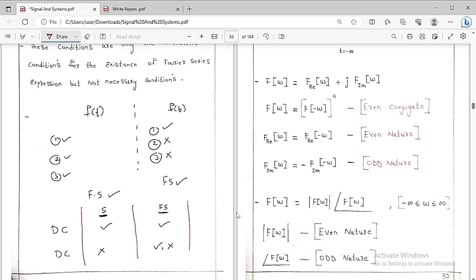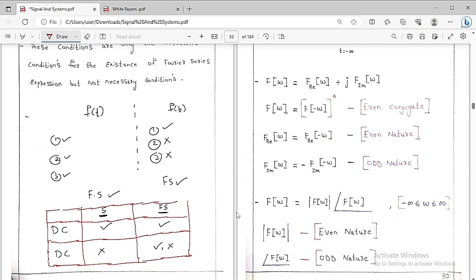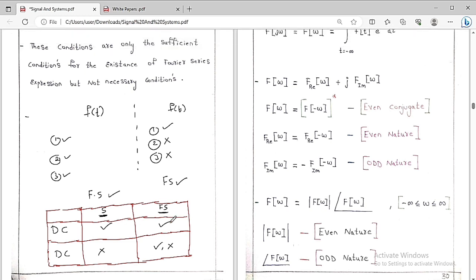This is the reason the Dirichlet conditions are called sufficient conditions but not necessary conditions. If the Dirichlet conditions are satisfied, then definitely the Fourier series is going to exist. If they are not satisfied, there is a chance the Fourier series may exist or may not exist. So clearly, if all the Dirichlet conditions are satisfied, the Fourier series will always exist. Finally, if all the Dirichlet conditions are satisfied, then compulsorily the Fourier series expression will exist. If they are not satisfied, then the Fourier series may exist or it may not exist.